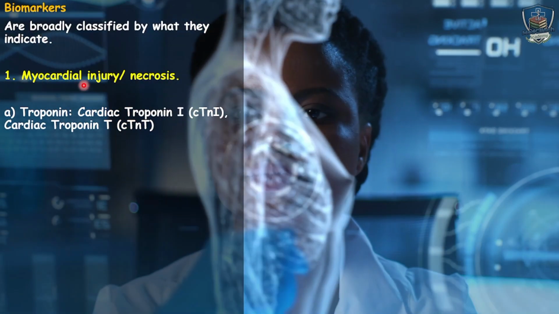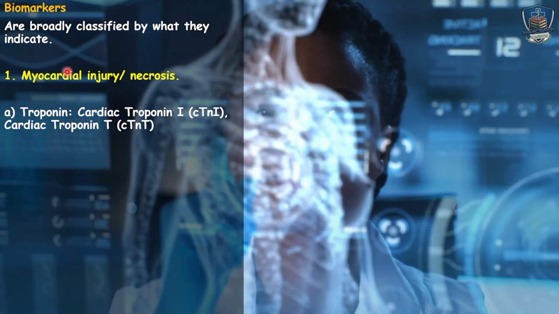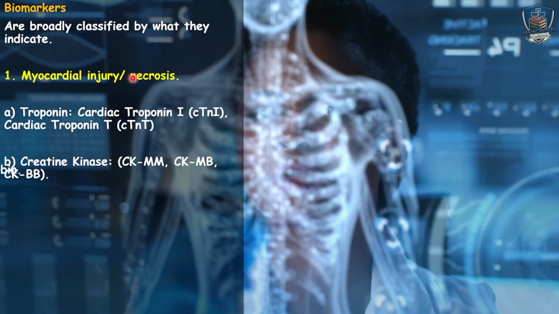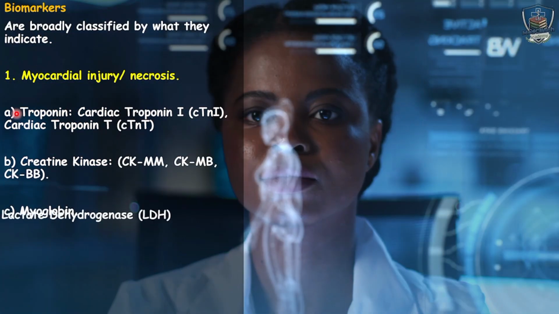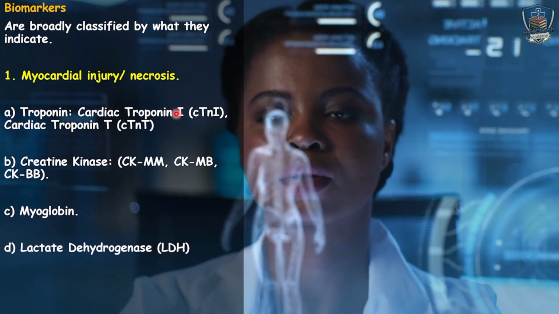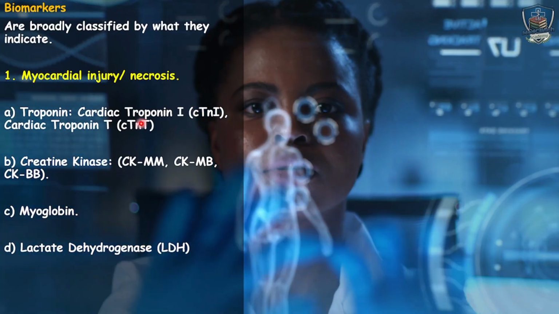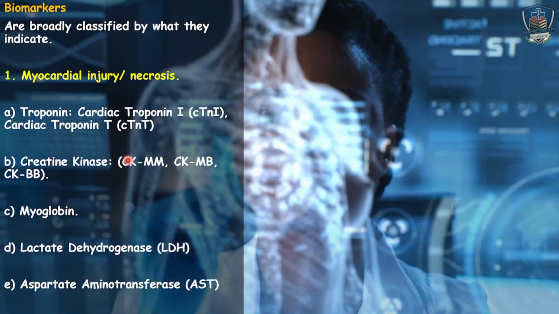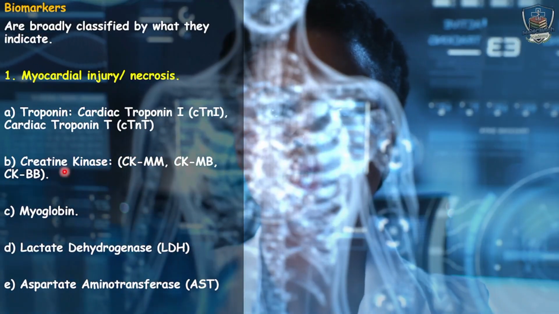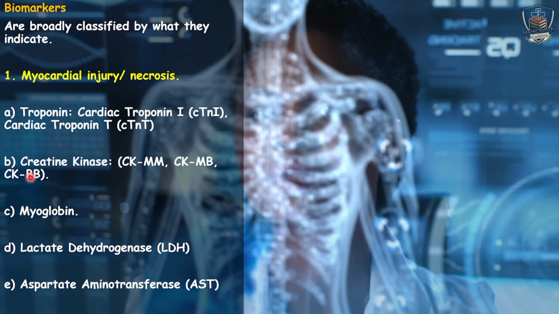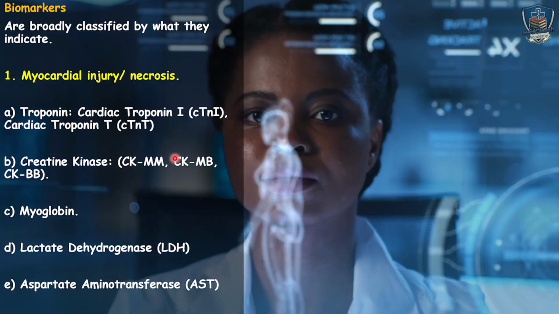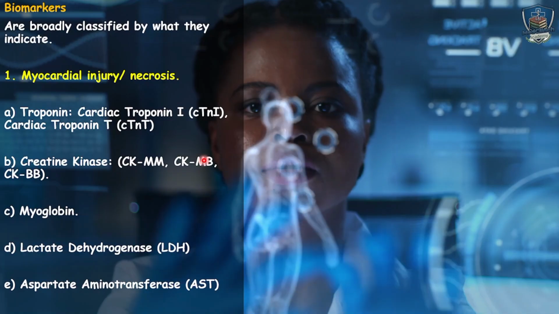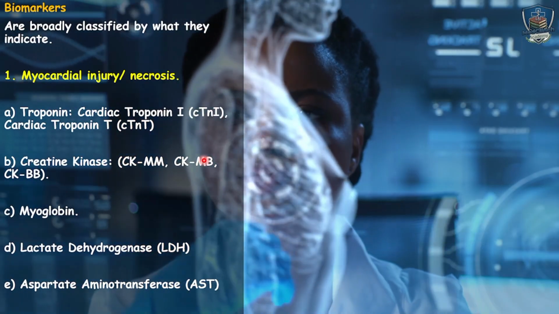For instance, we have those that are released when there's myocardial injury or necrosis, and under this category, we have the likes of troponin. We've got two types of troponin, the cardiac troponin I and the cardiac troponin T. These two are always cardio-specific. We also have creatine kinase, the CK-MM, the CK-MB, or the CK-PP. But under this category, the one that is commonly used is the CK-MB, the creatine kinase myocardial band. That is the one that is always specific when it comes to the heart.